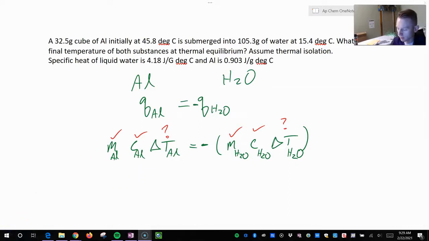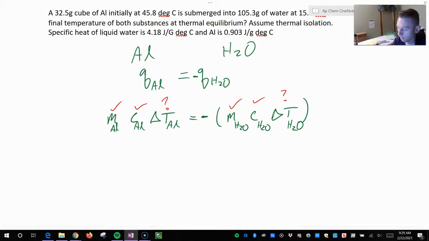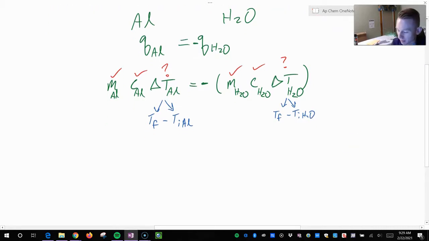All right, so here's what that is going to look like. So instead of this, we could say final minus the initial, and the final is going to be the same for everybody. The initial temperature is going to be different for the aluminum. Same thing here. So altogether, this is going to seem crazy, but this is how we're going to set it up. So the mass, well, I'll just write it out.